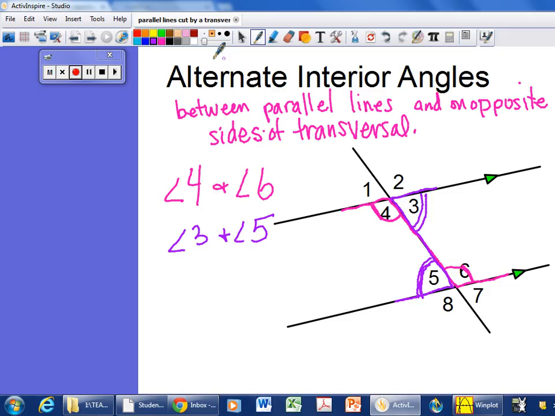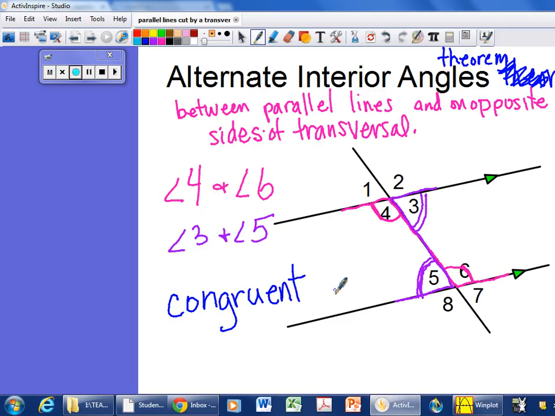The alternate interior angle theorem, which I will prove later. There's an E and an M on the end of this, but my thing is too far over. Theorem. The alternate interior angle theorem says if parallel lines are cut by a transversal, then alternate interior angles are also congruent. You will prove that later, but for right now, that is what it says.